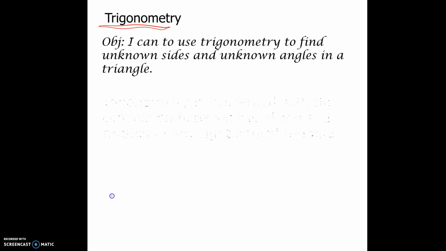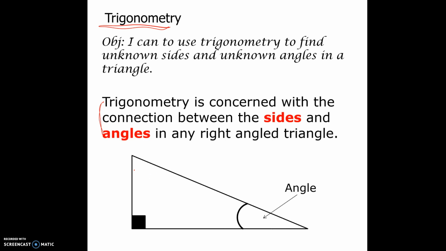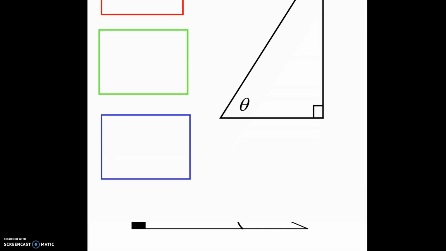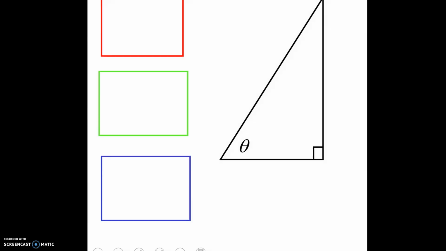There are actually 6 trigonometric ratios, but there are 3 main ones. It's how the sides and the angles relate to each other, and it's in right-angled triangles. So if this is our angle, then how that angle relates to the sides. So we have 3 of them, like I said.